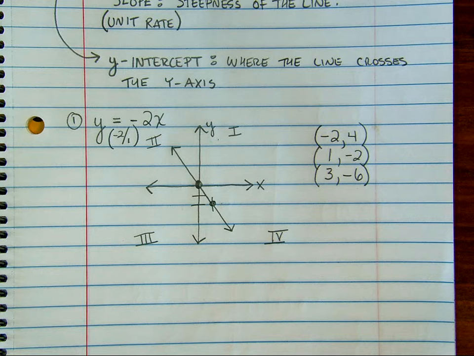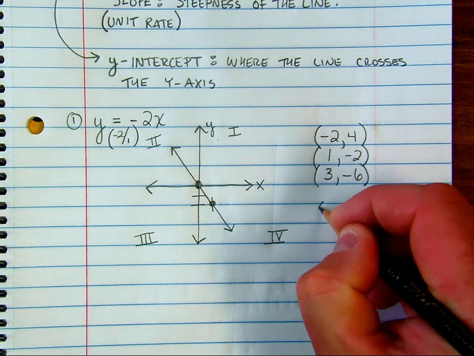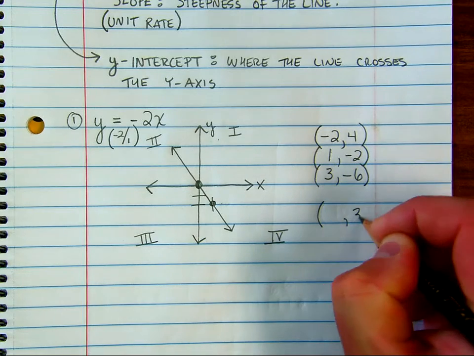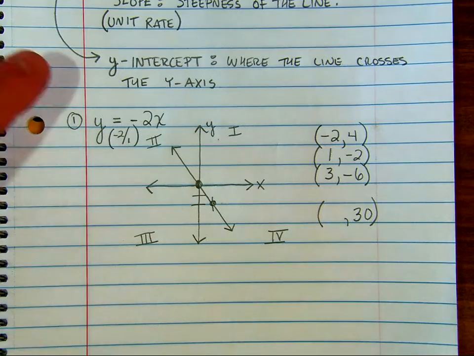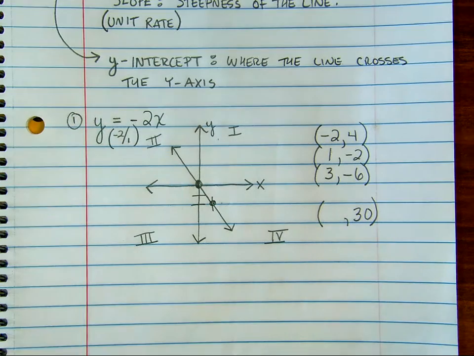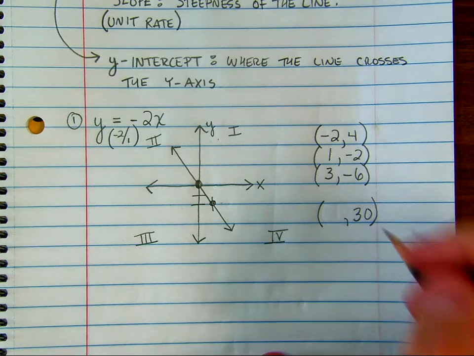Now to throw a curveball at you, what if I told you y is 30? The value of y is 30. What's x, Jake? Negative 15 is correct.